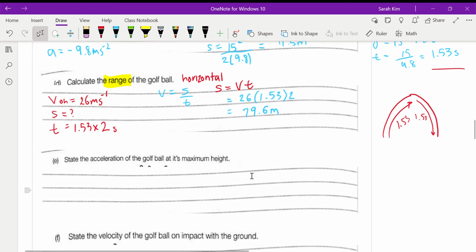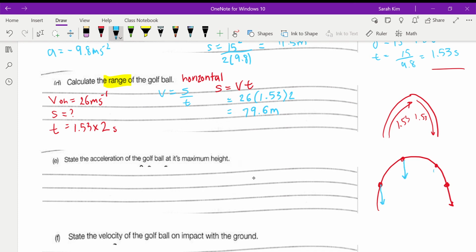E, state the acceleration of the golf ball at its maximum height. Alright, so we're going to figure out the acceleration. As we've talked about with projectile motion, it doesn't matter where you are. Remember when we drew those vectors? A is always going to be the same, negative 9.8. So if I draw one at the maximum height over here, it's going to be the same, negative 9.8. So that's simply your answer. A is negative 9.8 meters per second squared. It doesn't matter where you are in the motion, it's always constant.